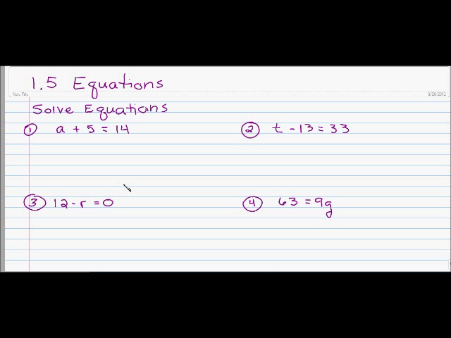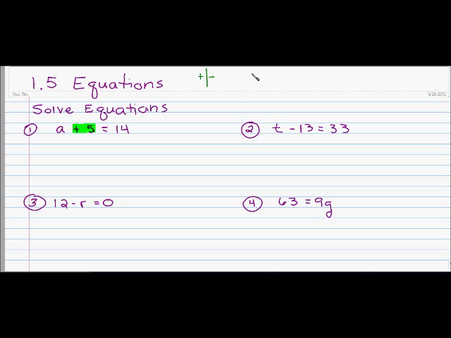Welcome to Solving Equations. Today we're going to take a look at how to solve basic one-step equations. The first thing we do is we recognize what operation that is. That says plus 5. The opposite of adding something is subtracting, and vice versa.